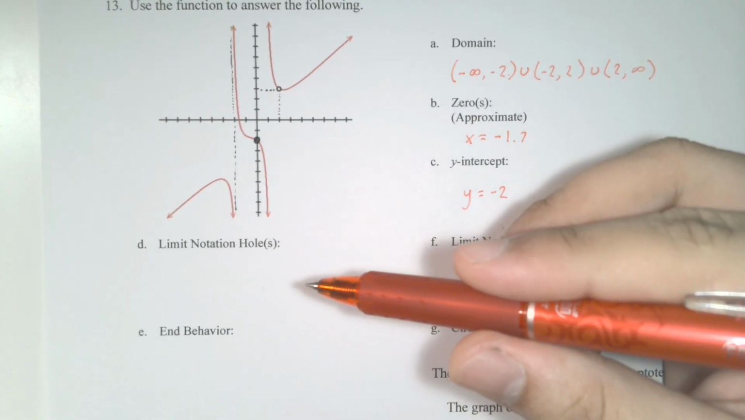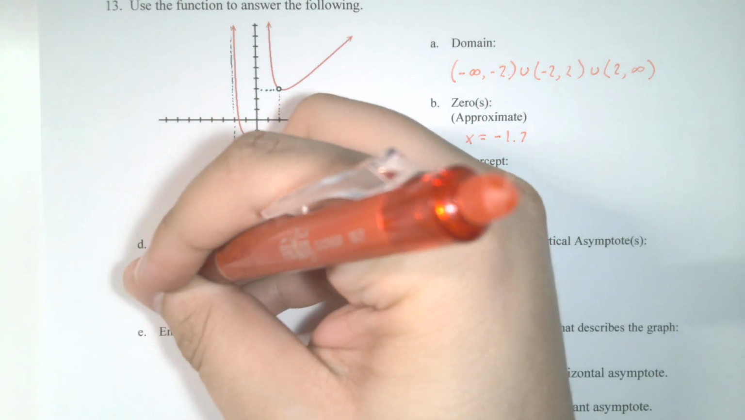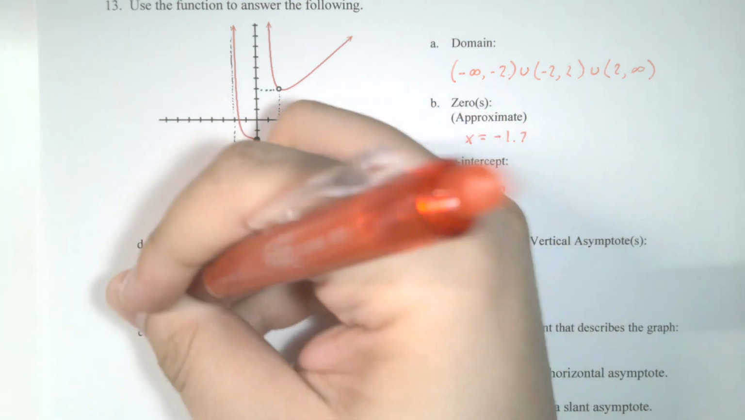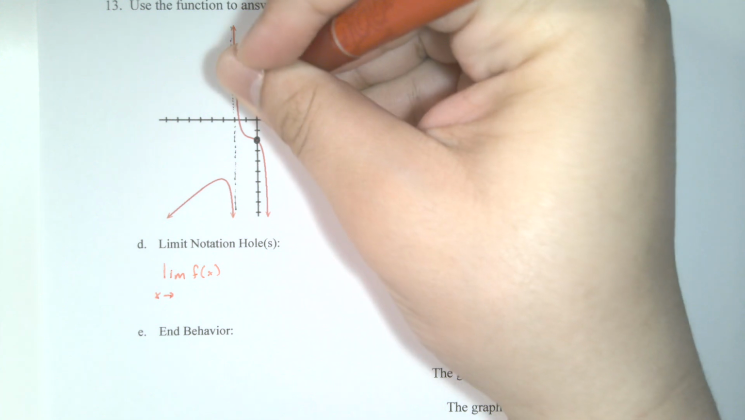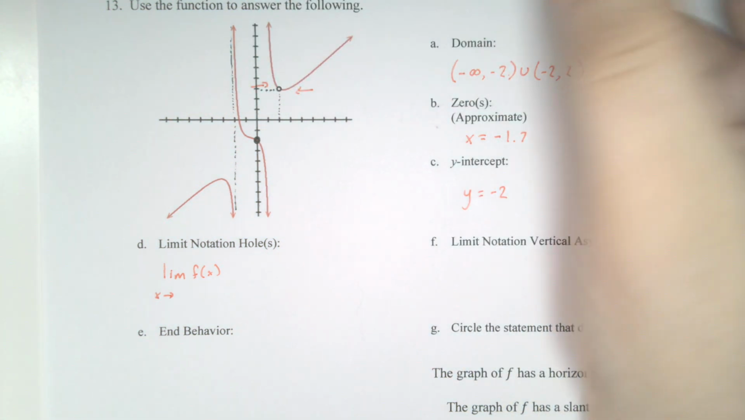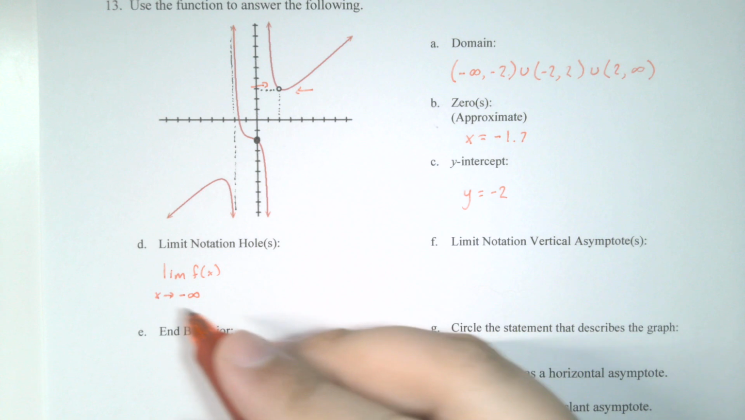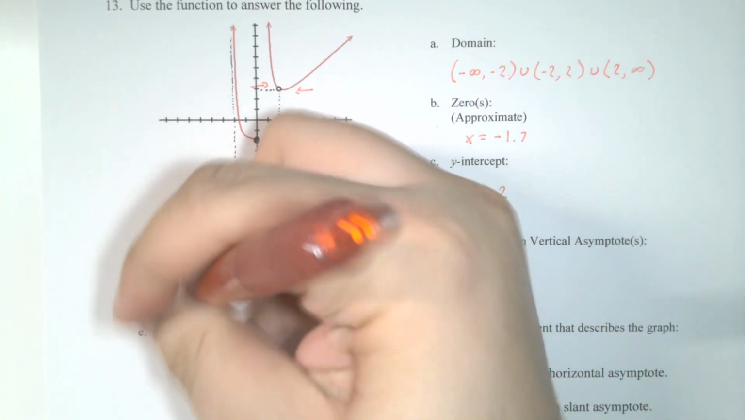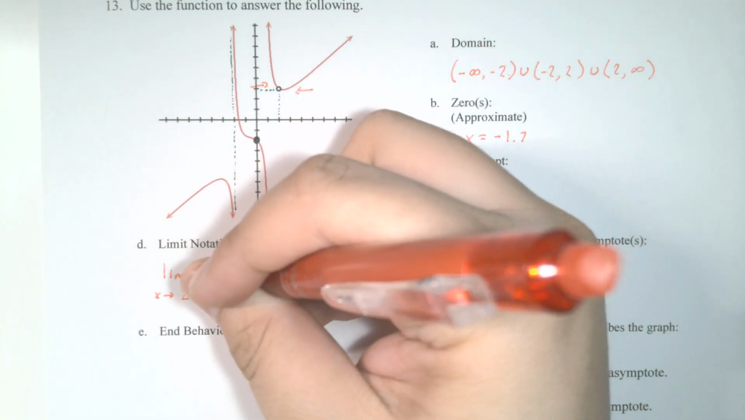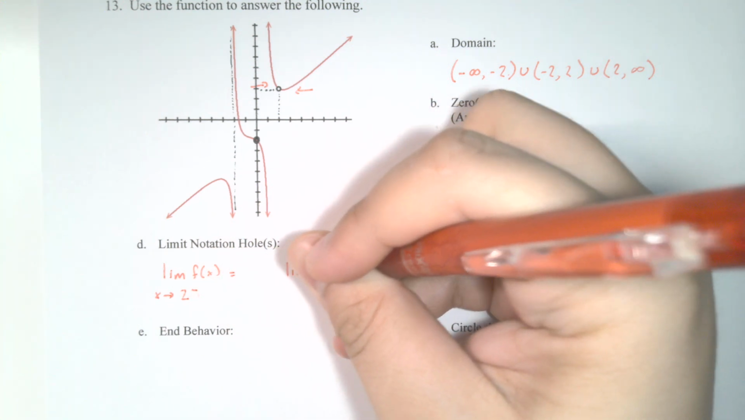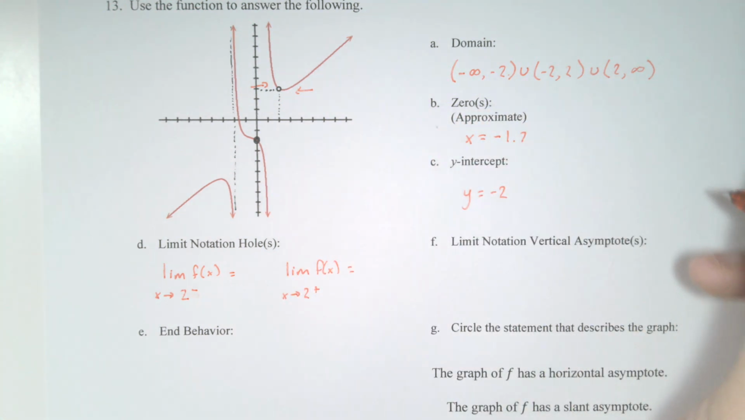Now the limit notation on the hole. What we're trying to see is what is happening with our function as x approaches 2 from the left and from the right. So from the left, the limit of f of x as x approaches 2 from the left, and then the limit of f of x as x approaches 2 from the right. That's what we're trying to figure out here.